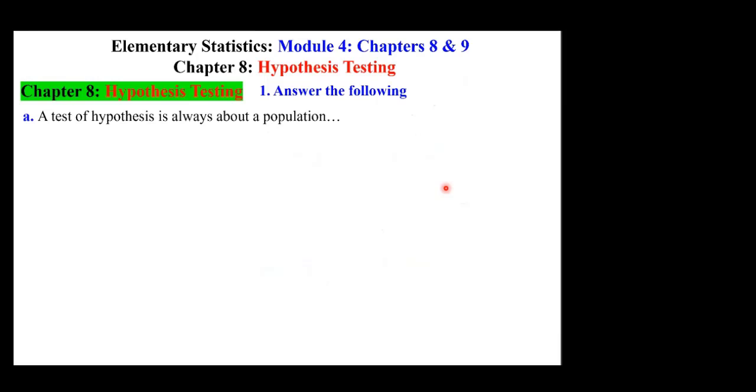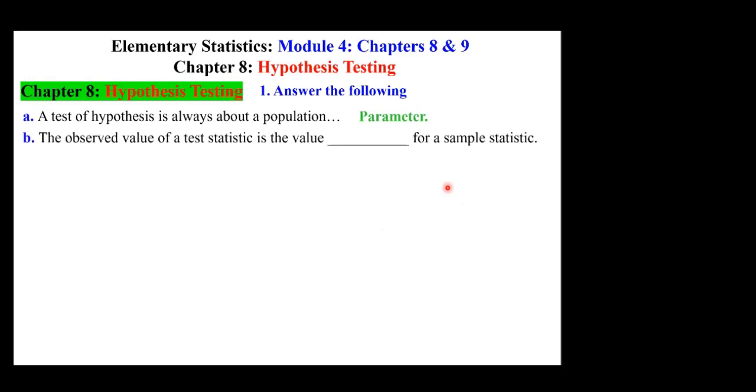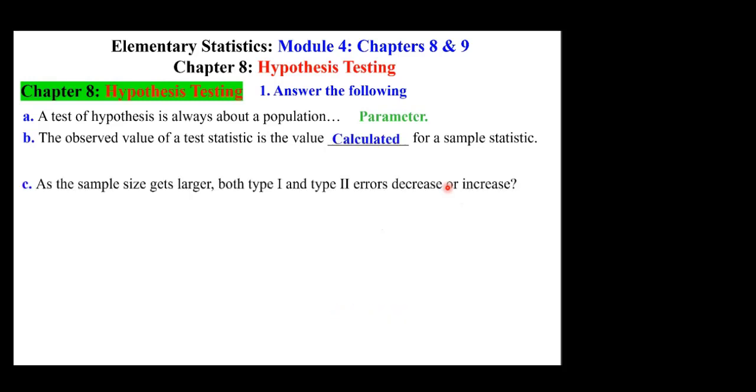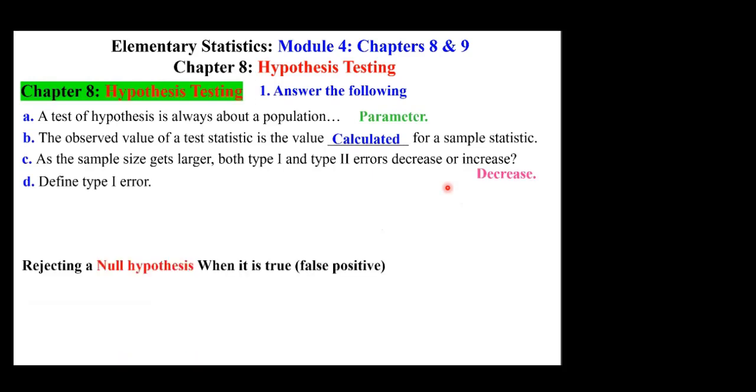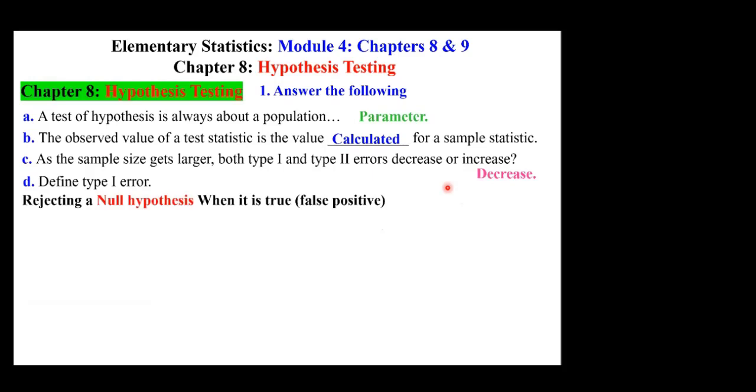A test of hypothesis is always about a population parameter. The observed value of a test statistic is the value that we calculate for a sample statistic. As the sample size gets larger, both type 1 and type 2 errors decrease. Type 1 error is defined as rejecting a null hypothesis when it's true, also called a false positive.